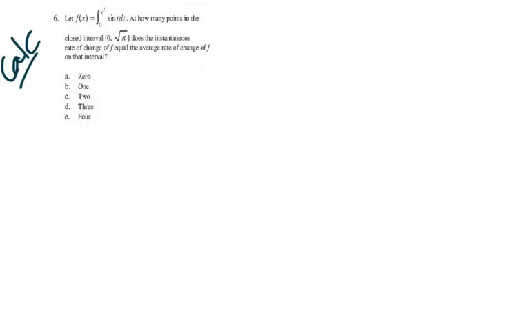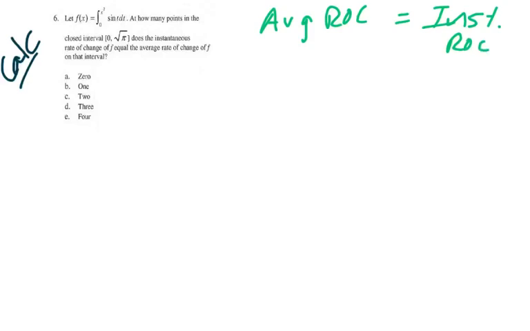Okay, so we are asked to let f of x equal the antiderivative from 0 to x squared of sine of t dt. At how many points in the closed interval from 0 to radical pi does the instantaneous rate of change of f equal the average rate of change of f on the interval? Okay, well, let's talk about how, first of all, anytime you're asked where the average rate of change is equal to the instantaneous rate of change, that is your mean value theorem, okay?